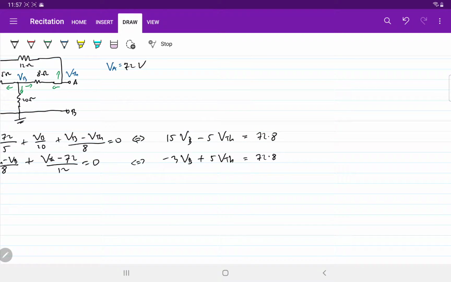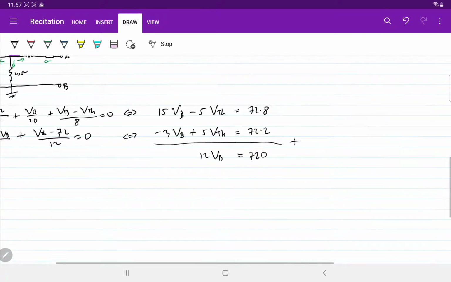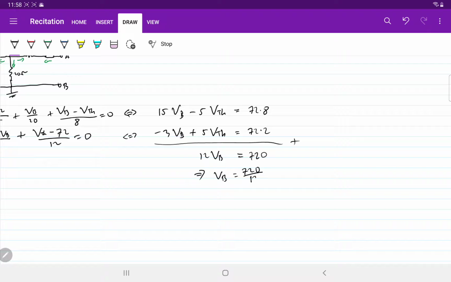Great. You can add things up, right? The Thevenin voltage will cancel. We have 15 minus 3 is 12. So you have 12 VB equals 720. So VB is what? VB is 720 divided by 12, which is 60 volts.